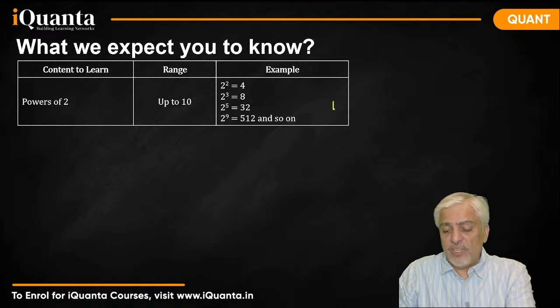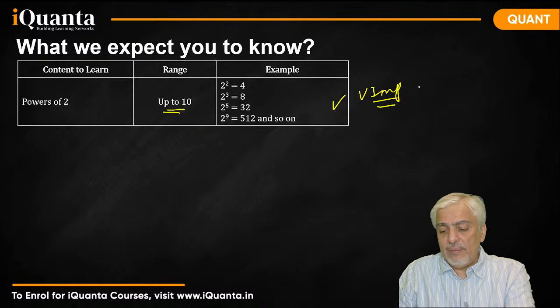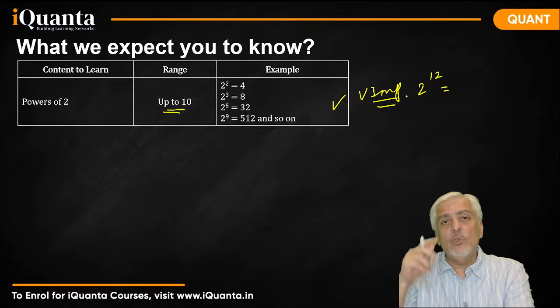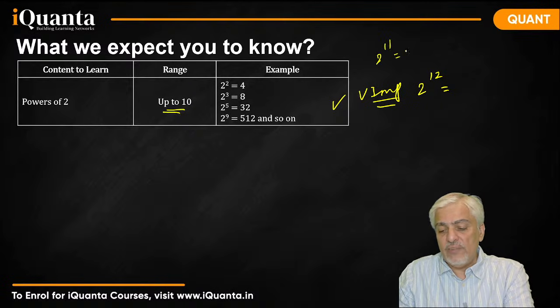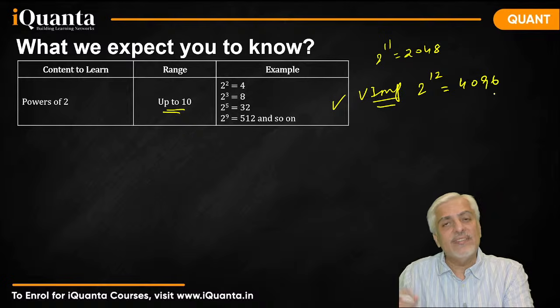Powers of 2, very important. I want you to know this. And up till at least 10, maybe zyada bhi. Maybe 2 raised to 12 tak bhi. 2 raised to 10 is 1024, abhi peeche kiya. 2 raised to 11 is 2048. 2 raised to 12 is 4096. Maybe even 1 or 2 more, not a bad idea.